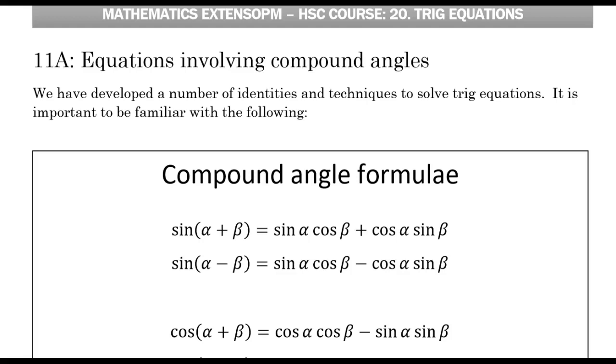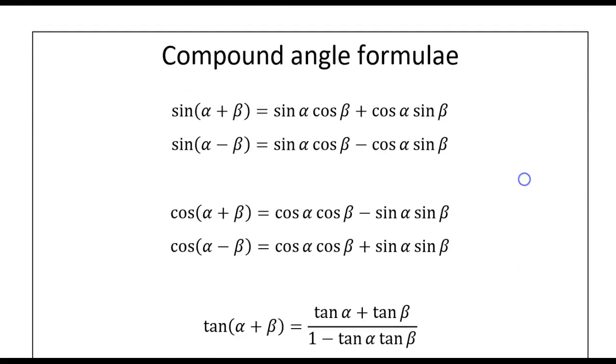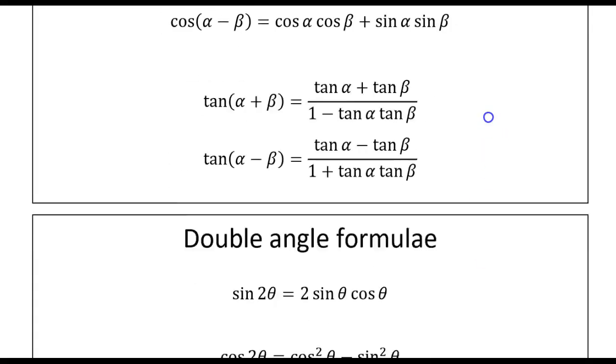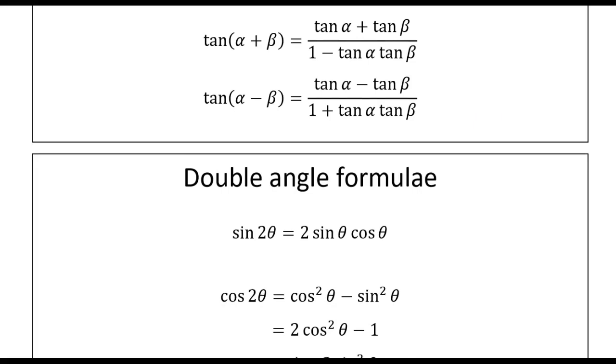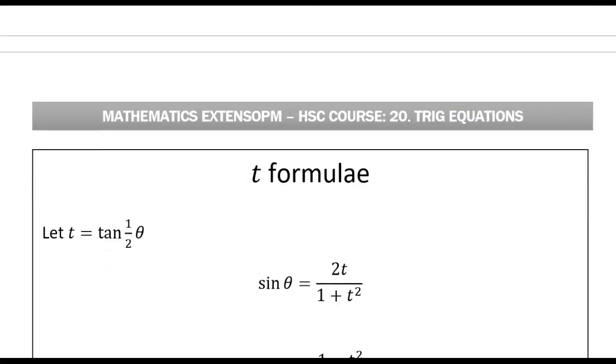So let's just quickly skip past compound angle formulae, right? Sine alpha plus beta, sine alpha minus beta, same with cos, the same with tan. They're going to help us with some substitutions. The double angle formulae, just an extension of that, corollary of that, I suppose.